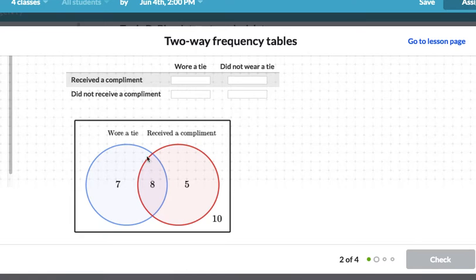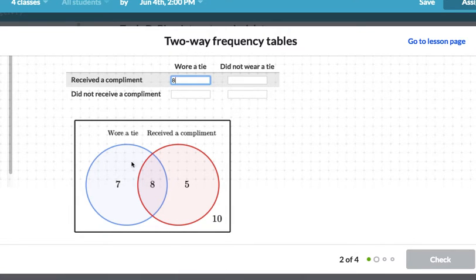So the intersection of the two is wore a tie and received a compliment. Everything here is in the positive. There's nothing in the negative. The ones that are not intersecting are various different negatives. The one that's intersecting is the one where they're both positive. Both wore a tie and received a compliment is 8, and we can see here received a compliment, wore a tie. There we go, it's 8.